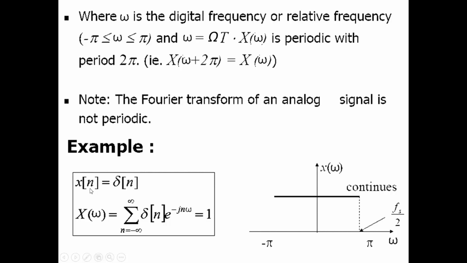Now let's take an example. If we have a delta function in the discrete domain, then its Fourier transform will be equal to 1. And if we represent it from minus pi to pi, it continues, of course. It is flat because the value is 1, and pi in the digital domain will be equal to fs by 2. You can easily get this from the relationship omega equal to capital omega T.